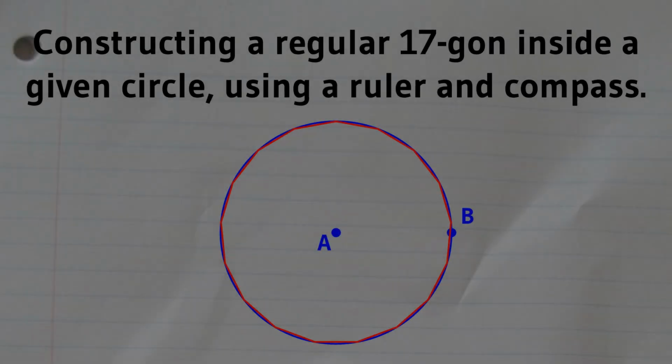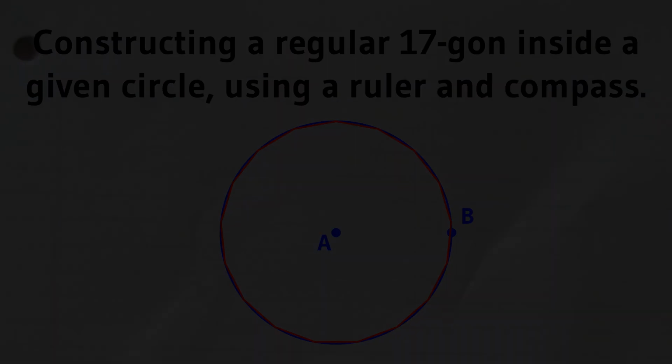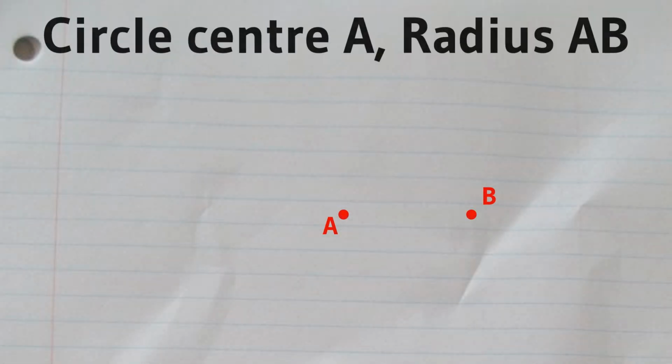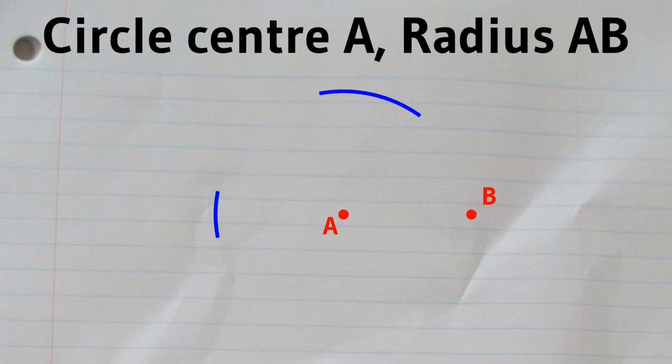In this video, we're going to see how you can construct a regular 17-sided figure. This construction follows that of Richmond, published in 1893. We start with this circle, center A, radius AB.